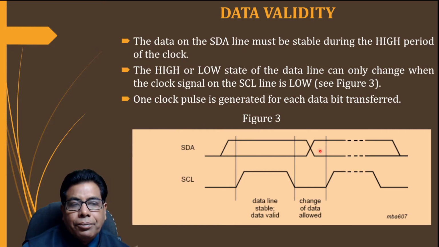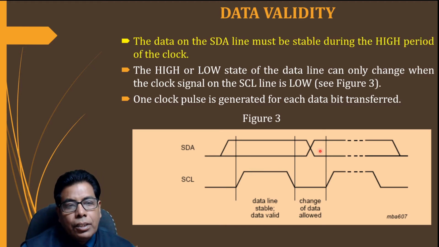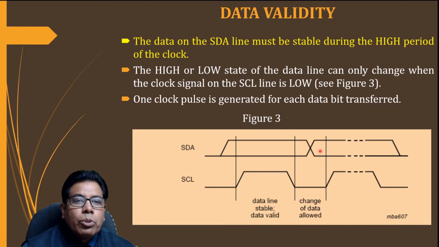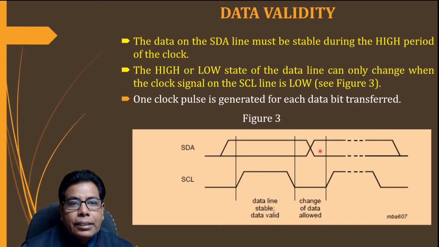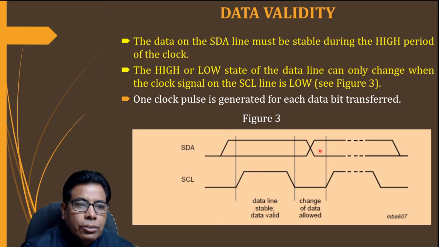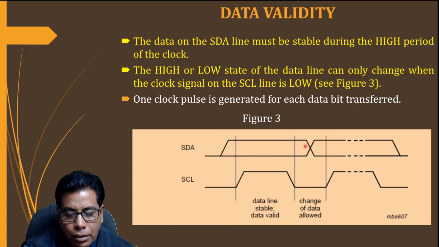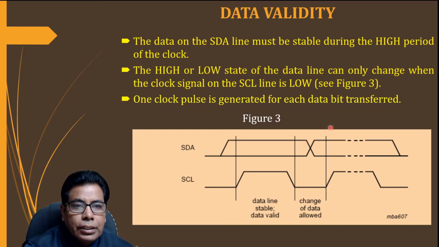Then data validity. The data validity on the SDA line is important because the SDA line must be stable during the high period of the clock. Then only the data will be valid. So the high or low state of the data line can only change when the clock signal on the SCL line is low. So you can see here, one clock pulse is generated for each data bit transferred.